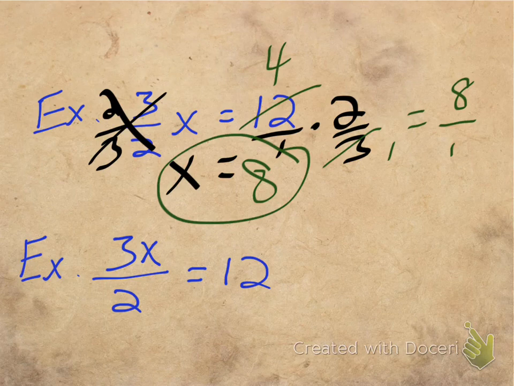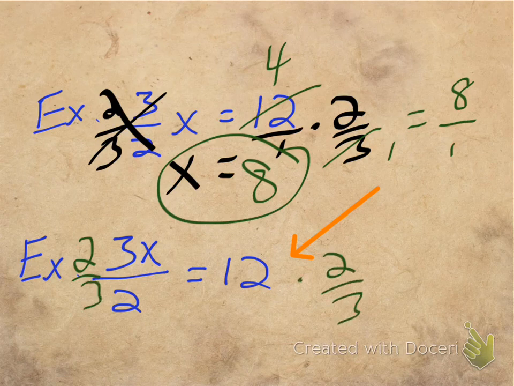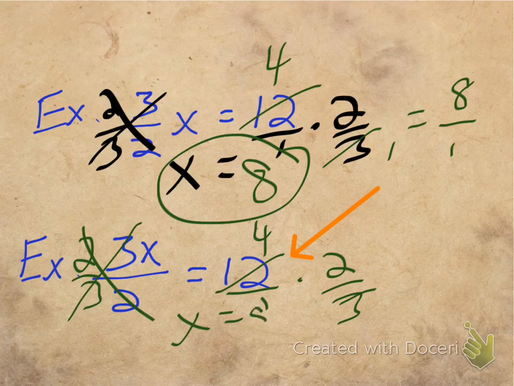Now let's try this one down here. This is basically the same as the one on top. It's just saying 3 times x divided by 2. Well, same thing as doing the opposite operation with the 2, which is times, and the opposite operation with the 3, which is divide on both sides. And you get the same thing. X equals 8.